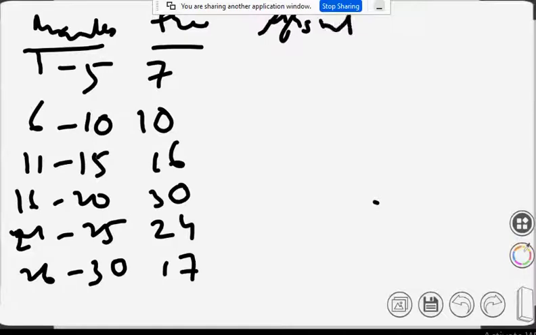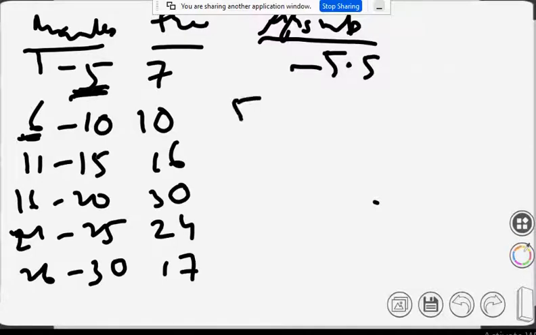How can we make the group continuous? We'll just find the average of the previous group's upper boundary and the next group's lower boundary. So 5 and 6, the average is 5.5. I'll make that 5.5, and the next class will start from 5.5.